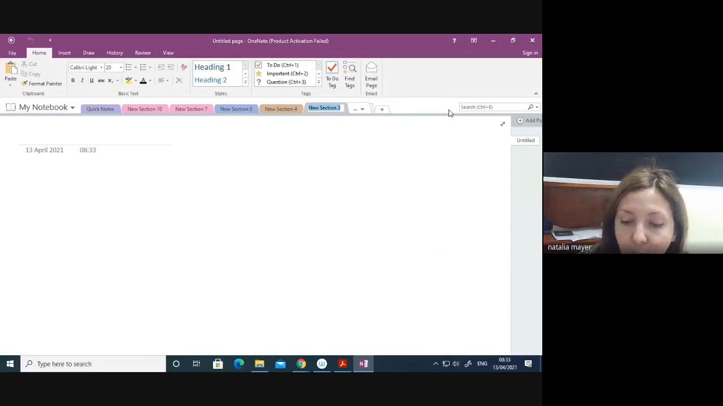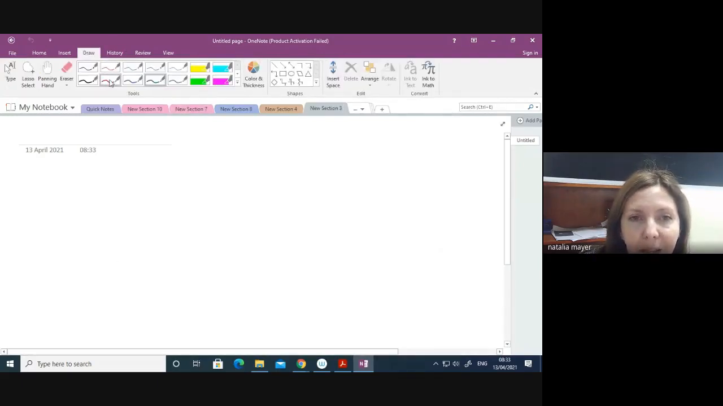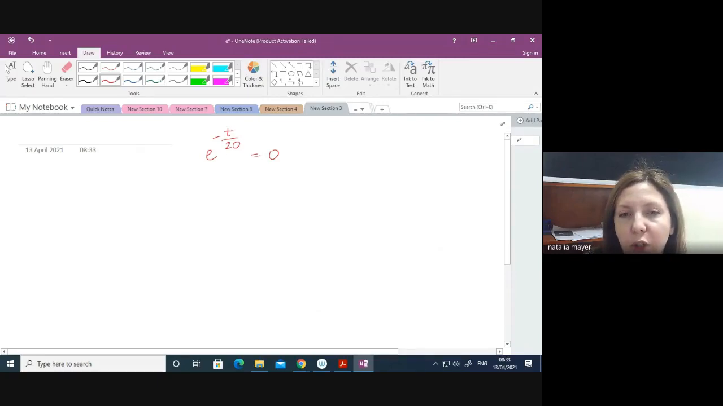Okay, so let's do it once again, and you'll have to write it down, because this is the main twist in these questions. E to the power of negative t over 20, and your communication has to be very detailed when you explain this in the test. So e to the power of negative t over 20 equals 0.